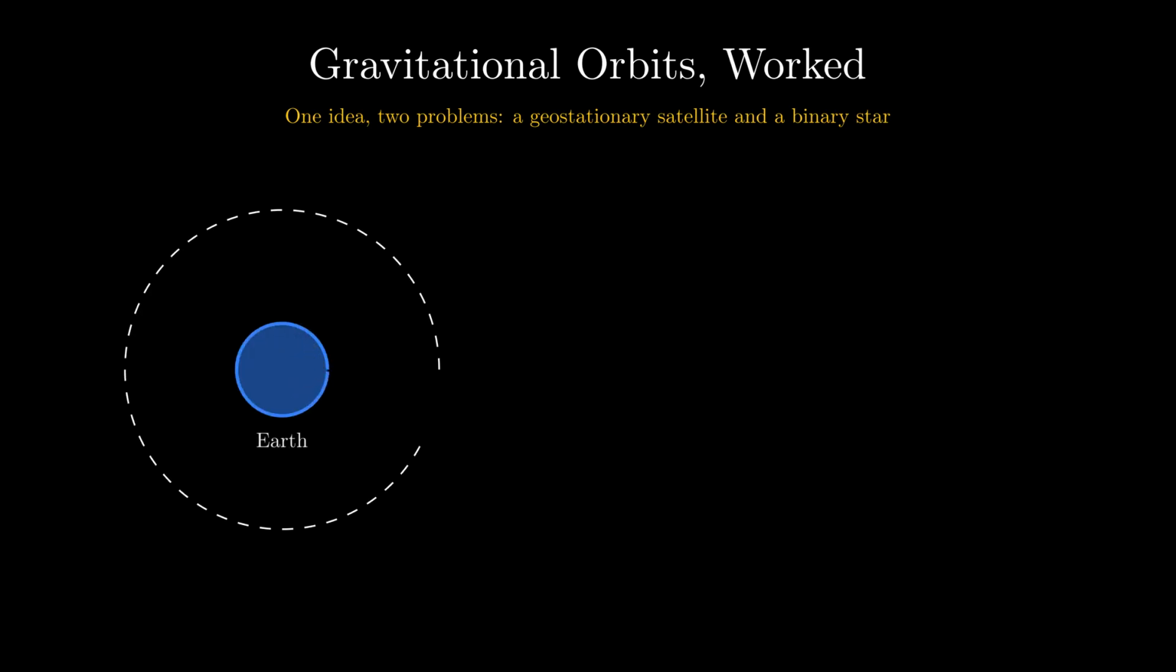Here's a satellite that hangs motionless in the sky. Point a dish at it once, and you never move the dish again. How can something orbiting the Earth appear to stand perfectly still?